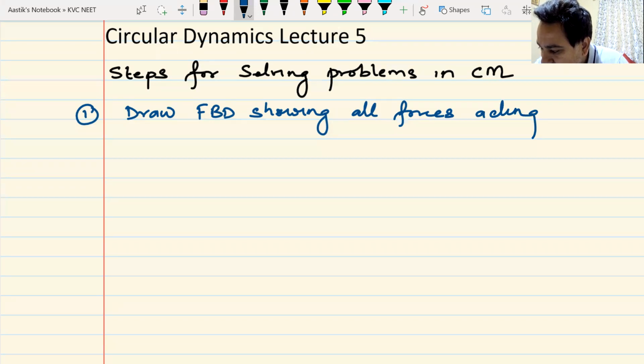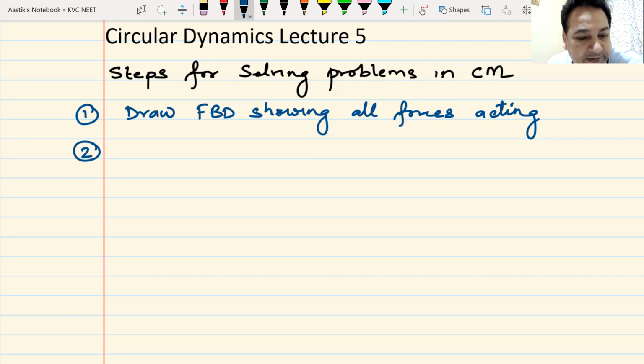What should be the next step? We have written these steps before also. I don't know how many of you remember it, because I don't know how hard you are studying. I still have my doubts. What is the next step? I have drawn the free body diagram and I have drawn all the forces. Then what should I do? What should be the next step?